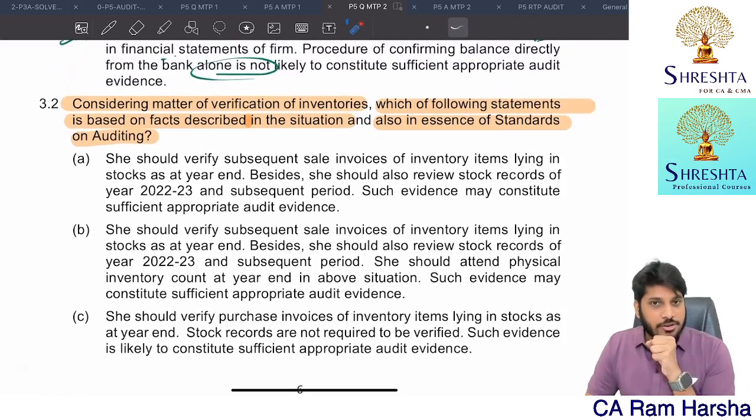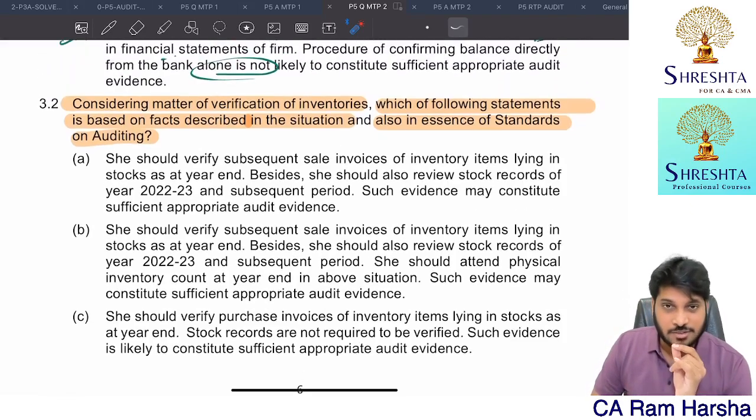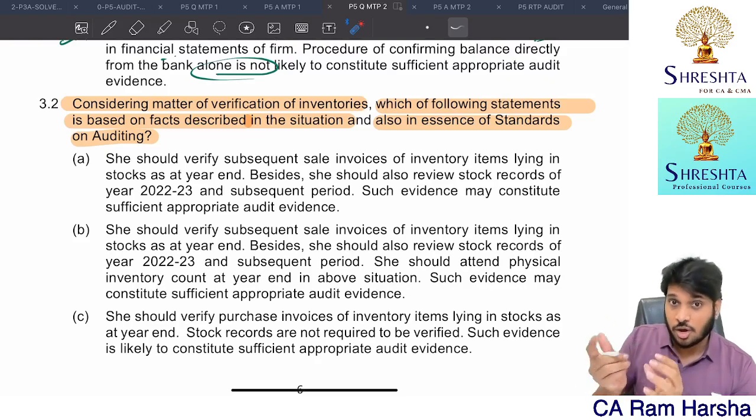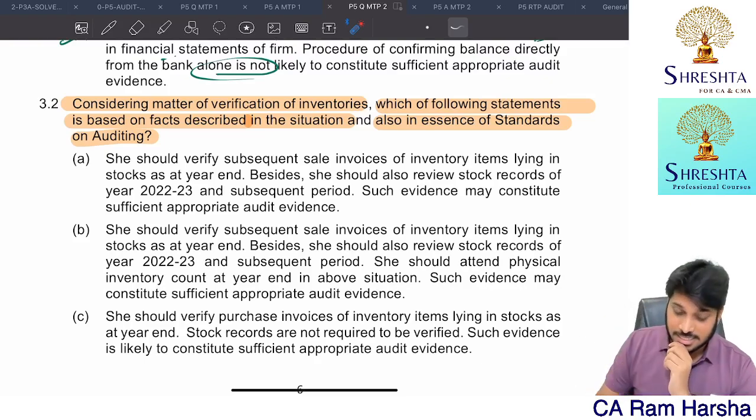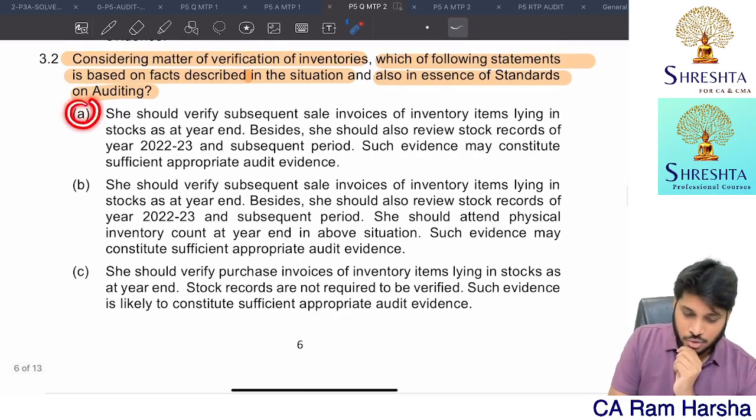See what she wants to confirm. She wants to confirm whether closing inventory value is correct or not. But she was not appointed then. Whether that inventory closing value, whatever is there, is it really existing or not? We want to know. How do we know whether it is existing? I think here two items for this.